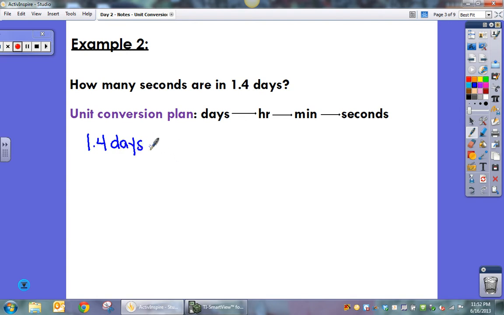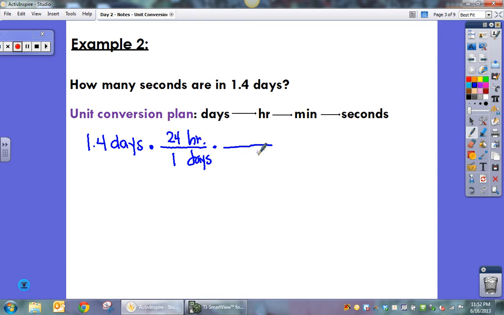and I'm going to start multiplying by my ratios. And remember, my numerator and my denominator are going to be the same value. So I want to be able to cancel out my units of days, so I'm going to put that one on the bottom. And I'm going to go from days to hours because I know that there are 24 hours in one day. Again, I'm trying to get to seconds.